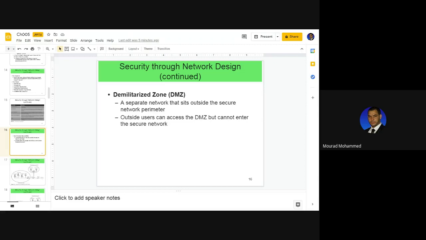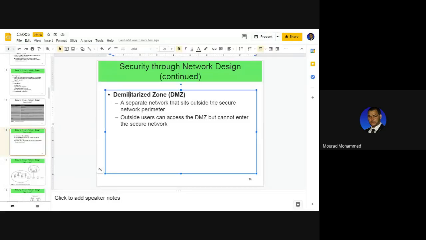Demilitarized zone is another scenario to enhance the security, to build another defense layer. Demilitarized zone, demilitarized zone. Everyone repeat it. Repeat it in your heart, please. Try to read it. Demilitarized zone.